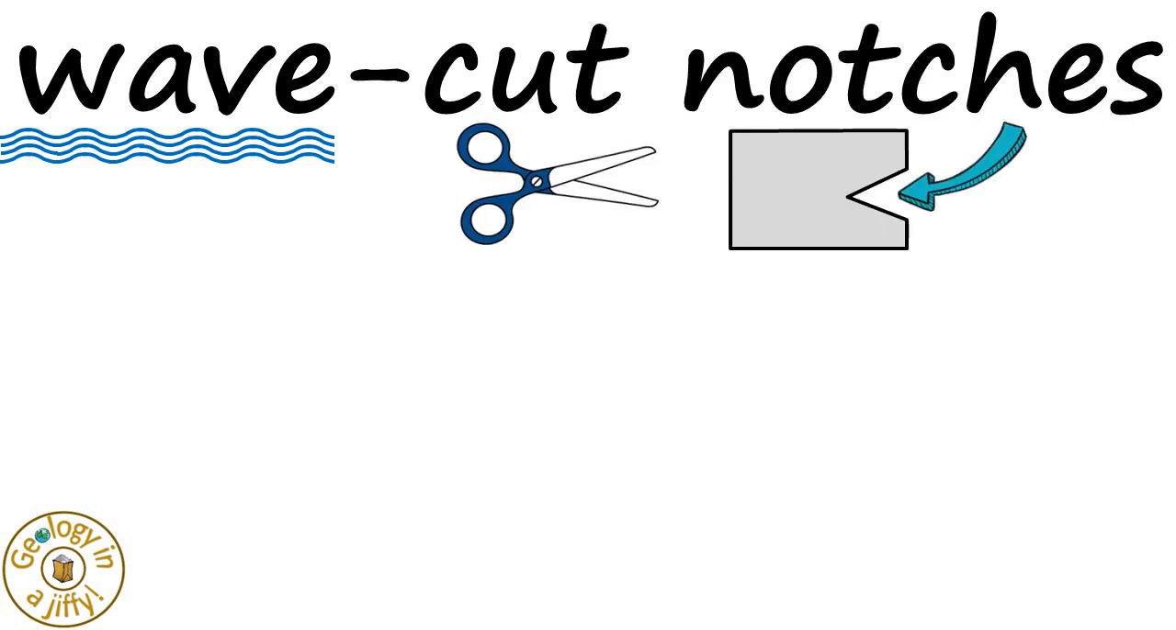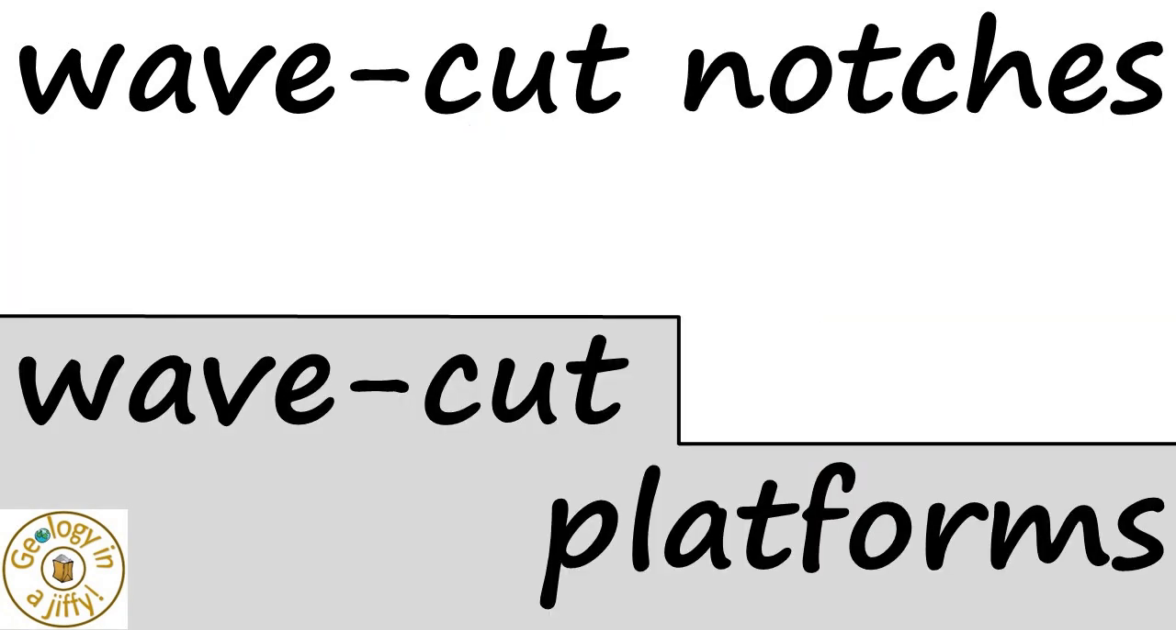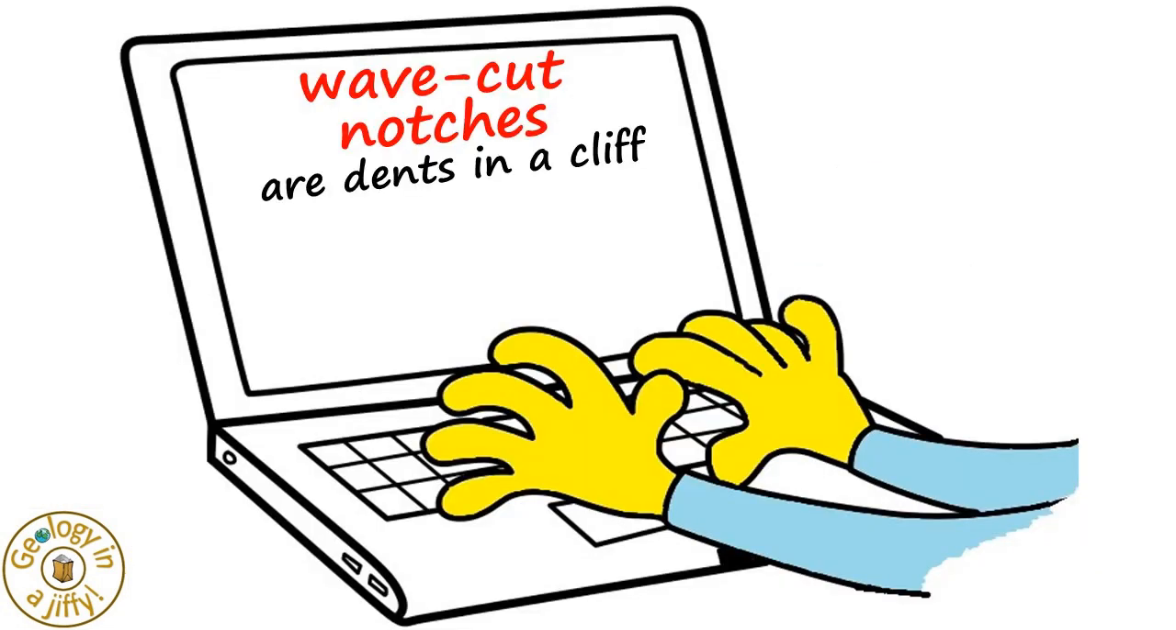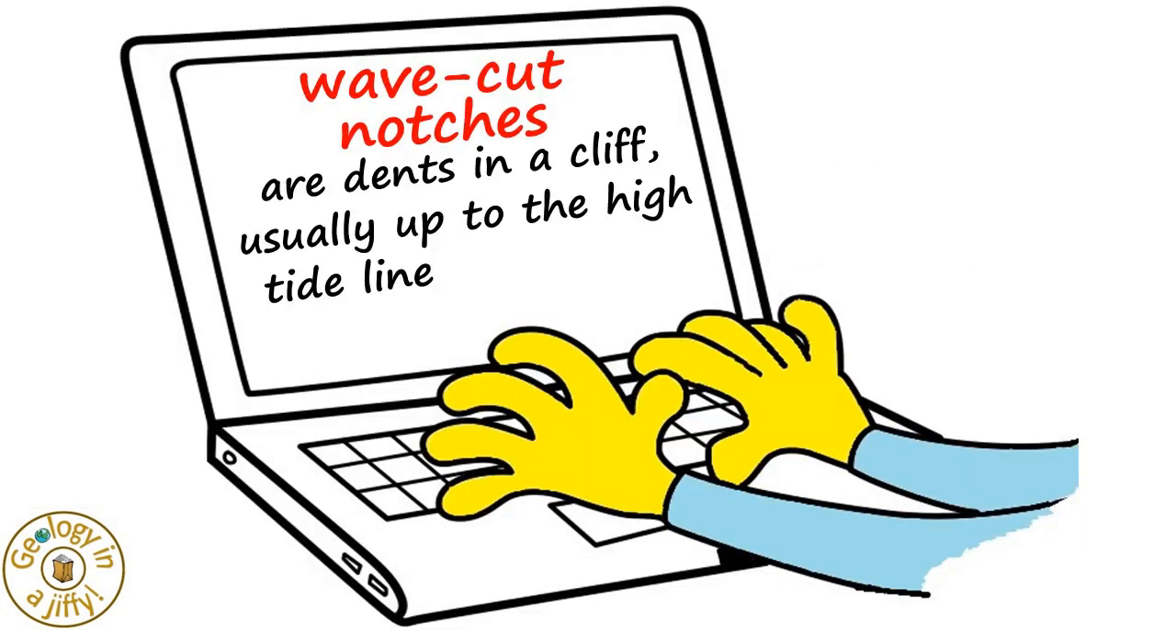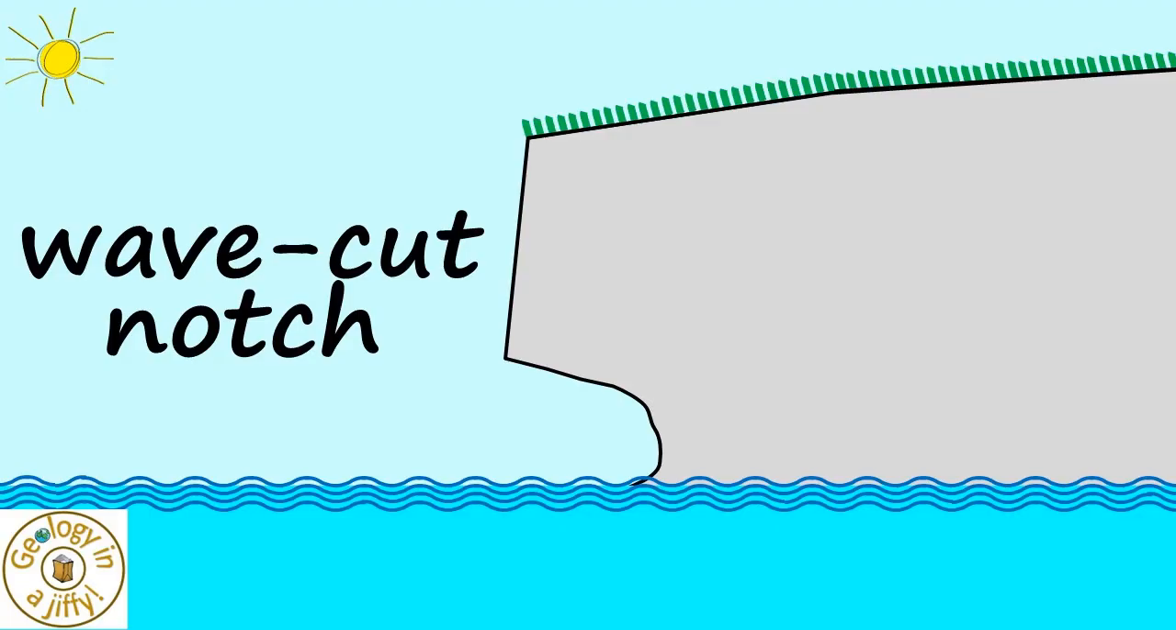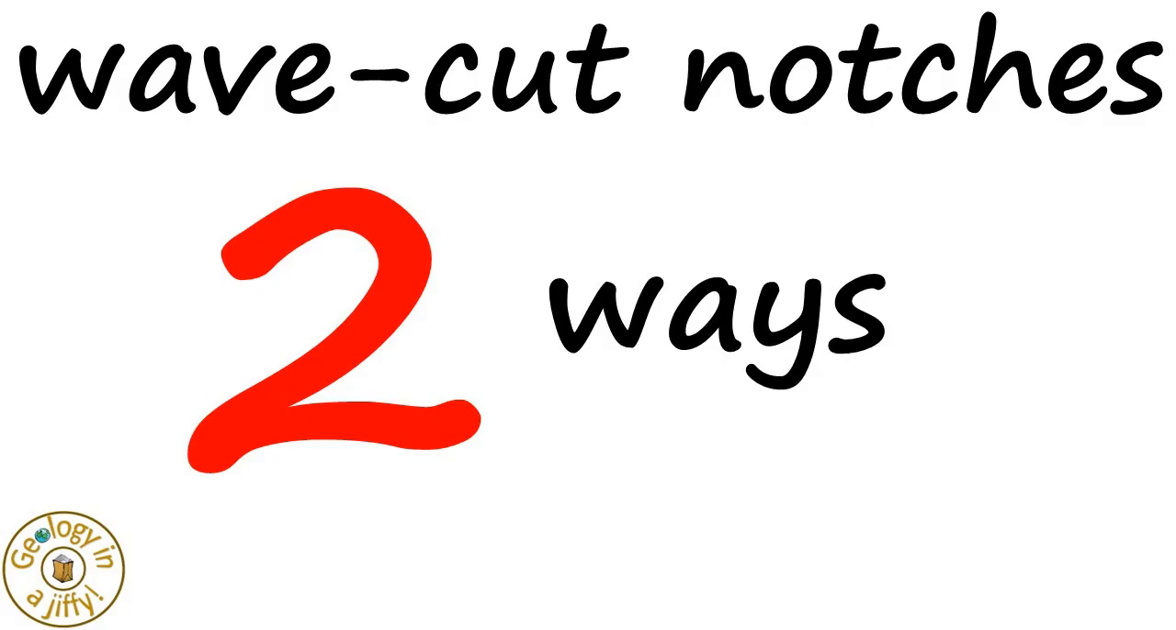Wavecut notches and wavecut platforms are two landforms that are linked together in their formation. Wavecut notches are dents in a cliff, usually up to the high tide line, formed by erosion.